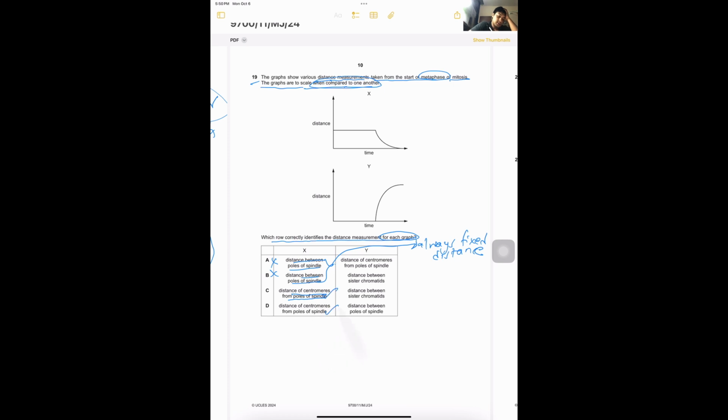For this two, distance between sister chromatids increases from metaphase to telophase. And for this one, a non-zero distance at beginning, which we cannot see here. There is 0 to start, so the answer is C.